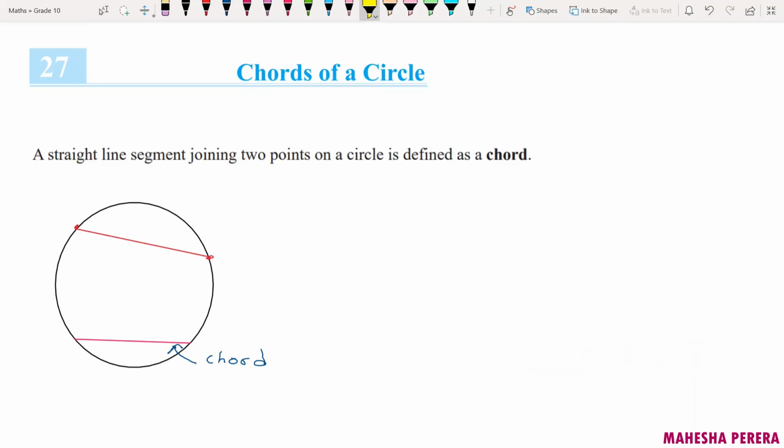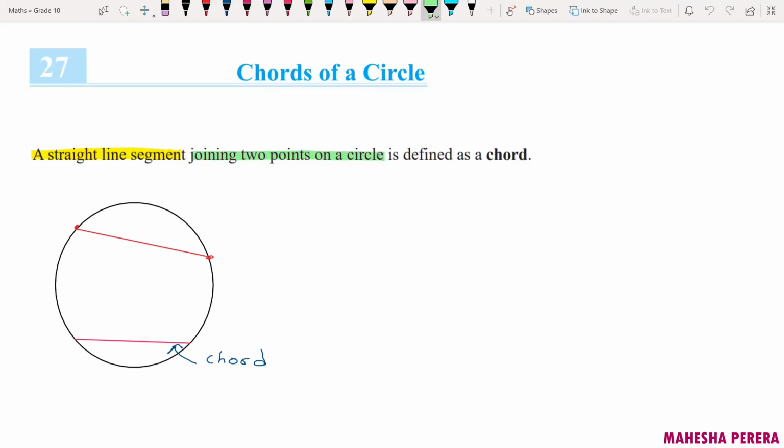First you need to understand what a chord is. Remember, a chord is a straight line segment joining two points on a circle. What is a chord? It's a straight line joining two points on a circle. A straight line segment joining two points on a circle is a chord.